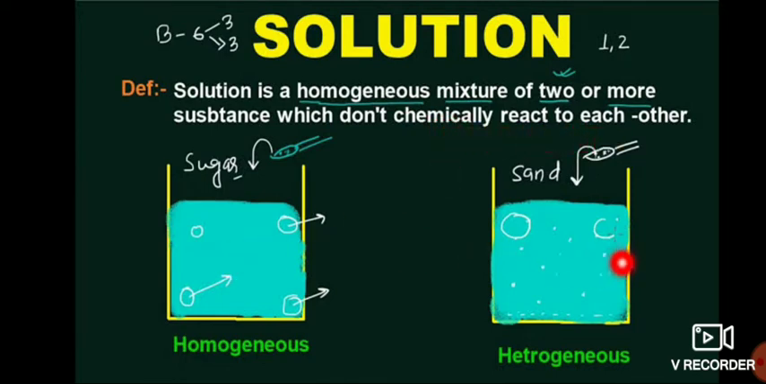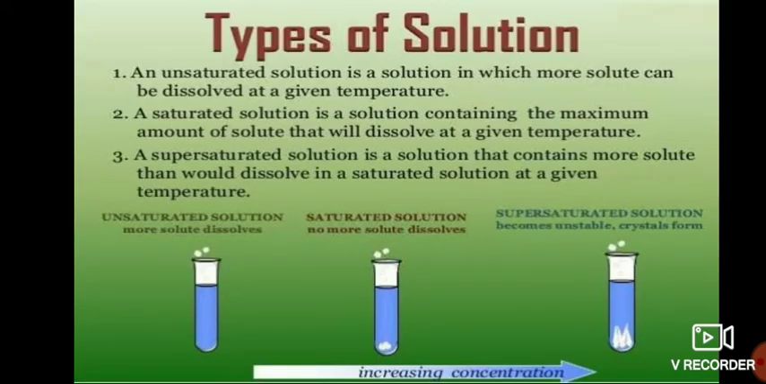This is a heterogeneous mixture. Water with sugar: this is a homogeneous mixture. This is water with sand, not a homogeneous mixture. This is a heterogeneous mixture. Types of solutions.